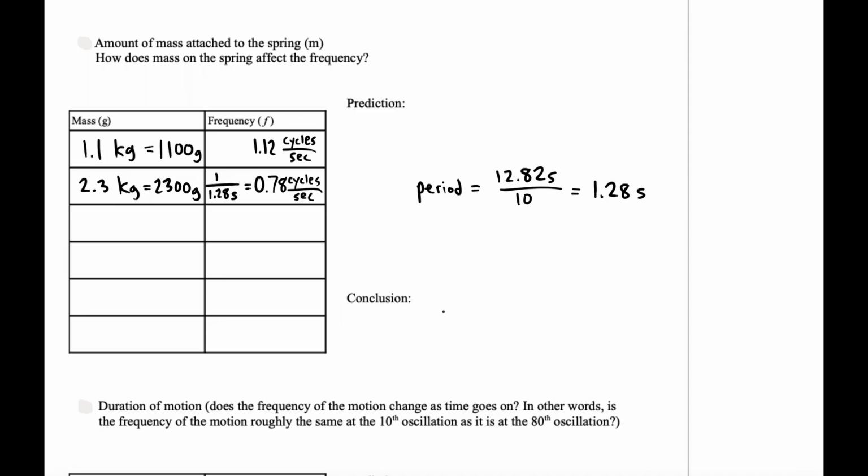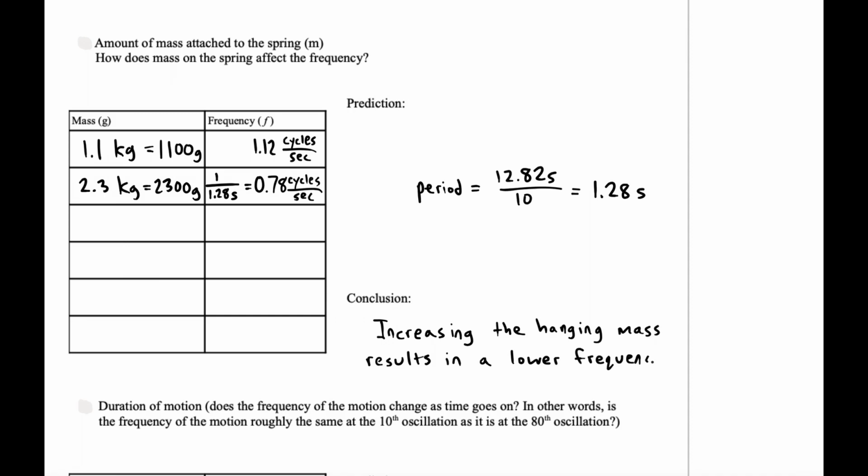All right, so the conclusion I believe here should be that increasing the mass that's hanging from the spring results in a lower frequency of oscillation.